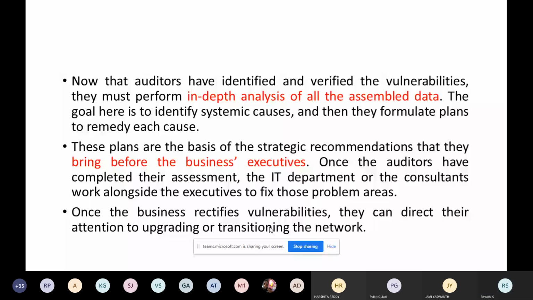So the business executive will talk with their team, understand the level of importance of the particular security, and if they want, they will put some budget for this and try to purchase it. This is the procedure that will take place.